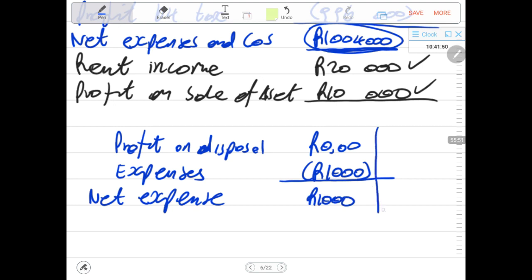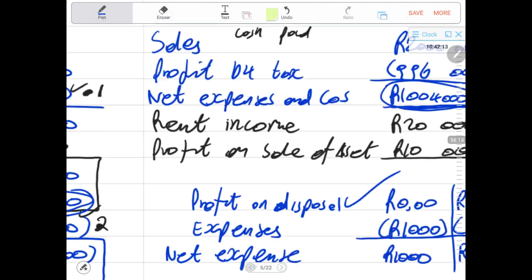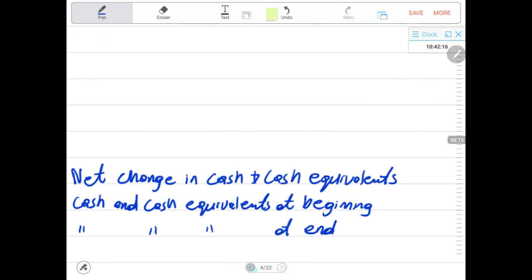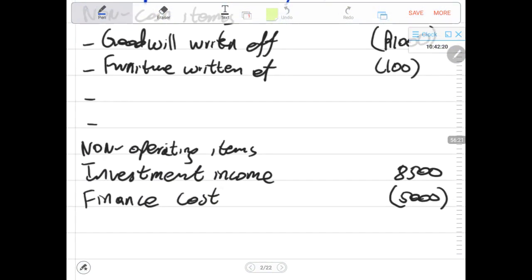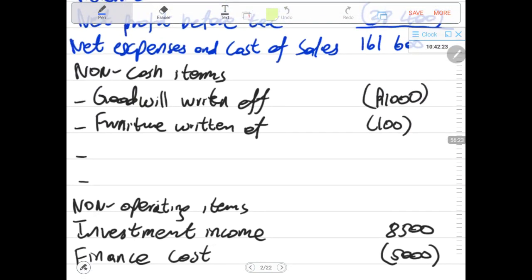Now, if we go to the second scenario, let us say we make a profit of 300 now on sale of an asset, and we have expenses of 1,000. We can see that our net expenses will now decrease to an amount of 700. That means, in other words, our net expenses are being reduced by the increase in the profit. That is why in this case, the profit on the sale of an asset must be recorded as positive in the cash paid to suppliers and employees.